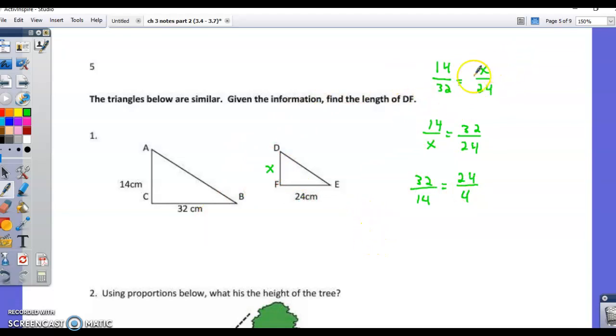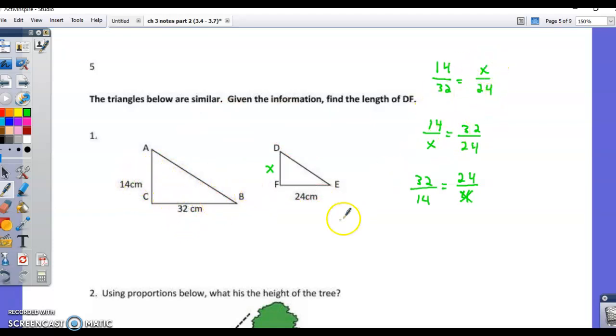When you cross multiply, 32 times X, 14 times 24, you're still going to get your correct answer. So being able to set up or draw the triangle, even if it's given, to label the sides and figure out where you need to be.